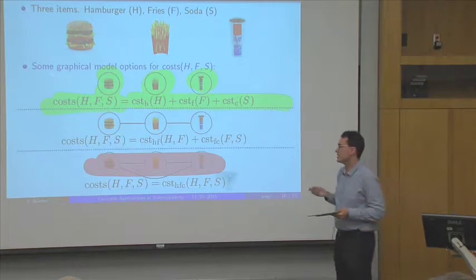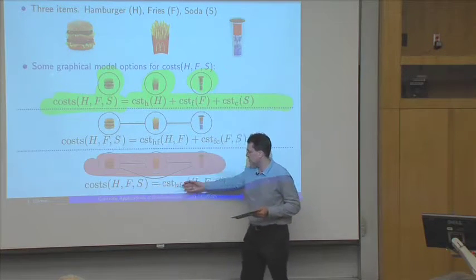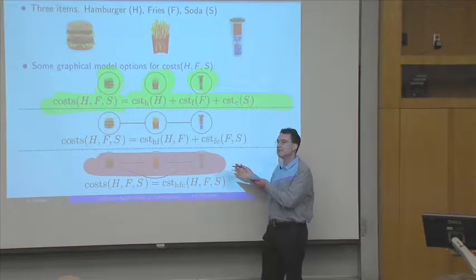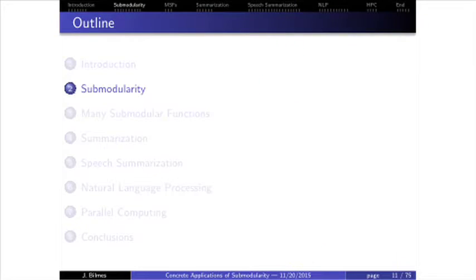And so this model is really saying nothing. It basically says the cost of these three items is equal to some function of the three items. Of course you can do everything here, but there's a limited amount of nuance that one can get, I'm going to argue in the next slide, from these sorts of graphical forms of decomposition. And so what we want is a more nuanced way of decomposing functions over objects. And that's where submodularity comes into play.